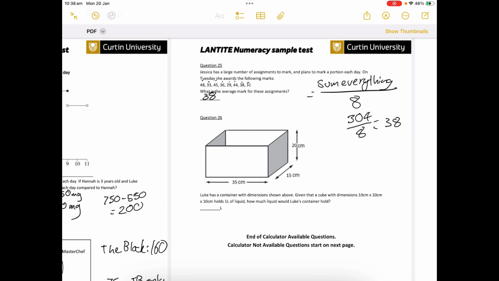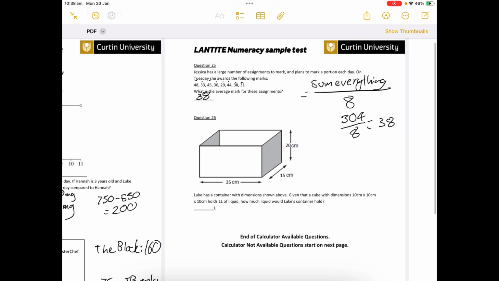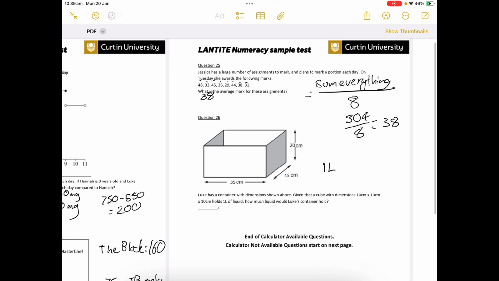Okay, so one way we can do this is we can figure out how many blocks of 10 by 10 by 10 go in here. Or another way is we figure out how many centimeters cubed Luke's container is and how many centimeters cubed holds 1 liter, okay? So I'll start with that. So I'm going to work out 1 liter. How many centimeters cubed does it equal to, okay?